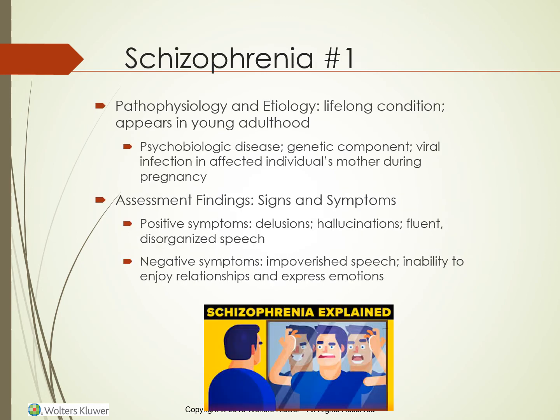A second type of condition that involves cognition is schizophrenia. And we define schizophrenia as a thought disorder that is characterized by a deteriorating mental function, disturbances in the sensory perception, and changes in the emotions or affect. In other words, the clients with schizophrenia will show improvement with drug therapy. However, they will never fully recover. And the condition is lifelong and in most cases appears in young adulthood.